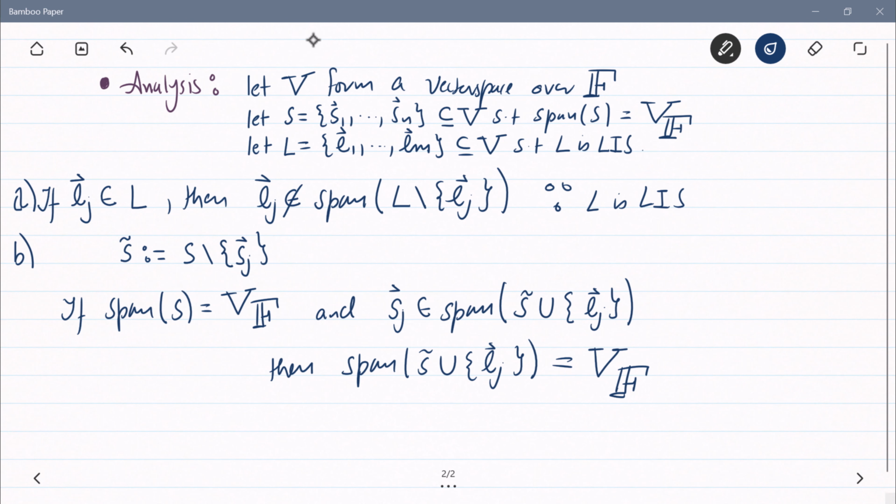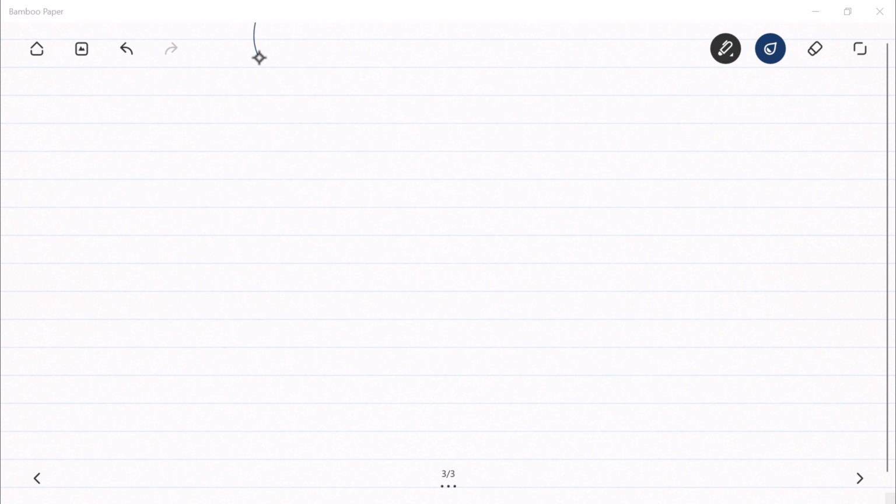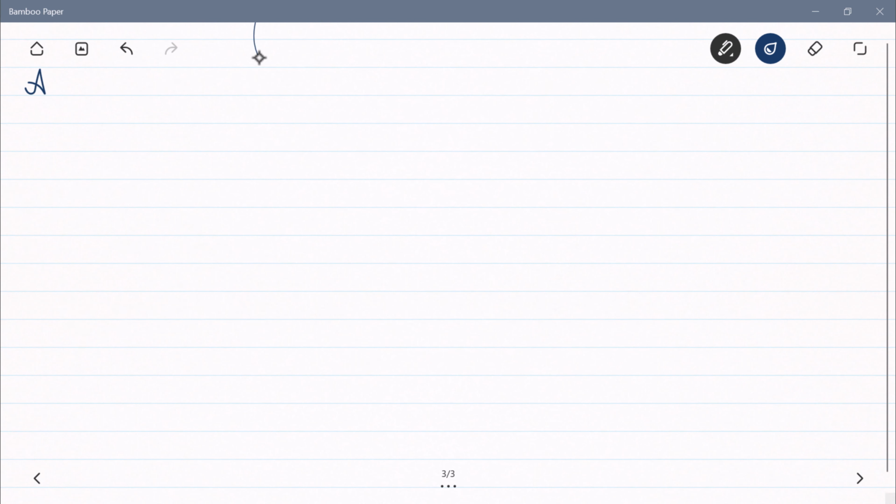Okay, let's move on. So now comes the real analysis part. Let us consider a vector from the linearly independent subset. Let's consider the first vector, L1, which obviously belongs to L, which obviously is a subset of E.